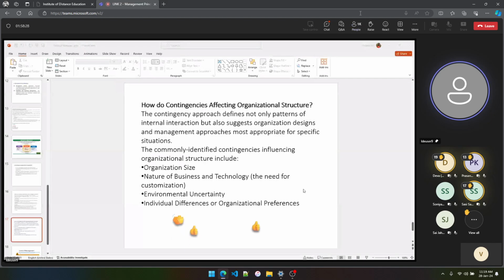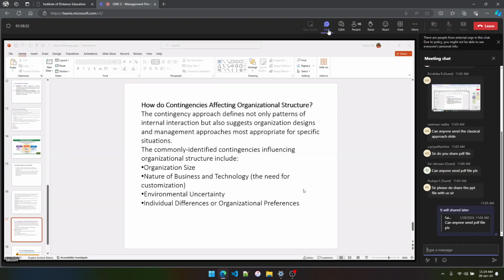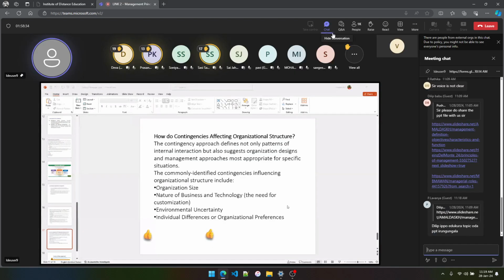Sorry for the interruption. So the individual difference or organization preference plays a key role. Based on that, you should have a right plan in place at that particular time to solve the issue.